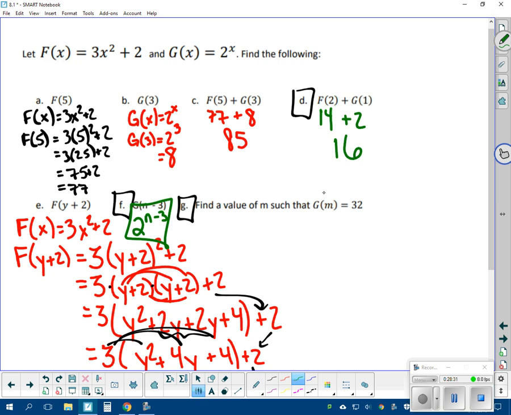And then finally, g of m equals 32. So they've given you the output. So 32 is equal to 2 to the x. Solve for the x. What did you guys get? 2 to what power gives you 32? And hopefully you got a 5 there.